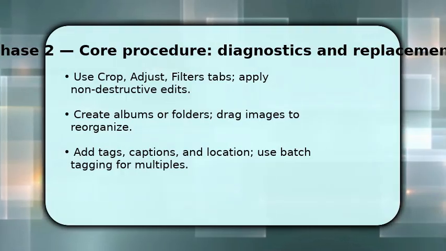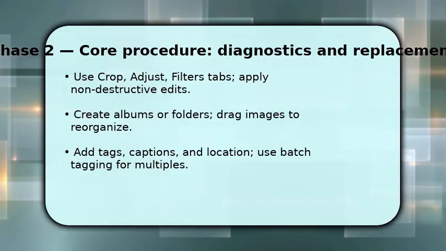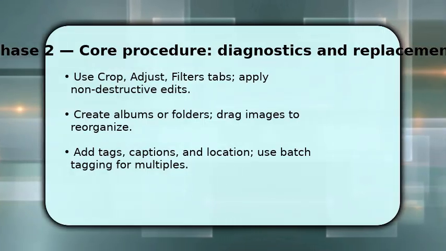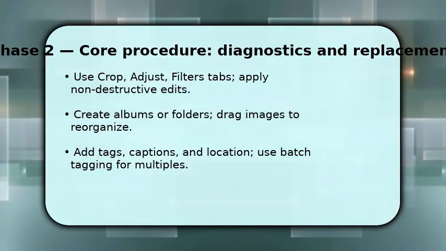Make sure to add tags, captions, and location metadata. Use batch tagging for groups of images to save time. These steps help you find photos fast and keep your library tidy and searchable.